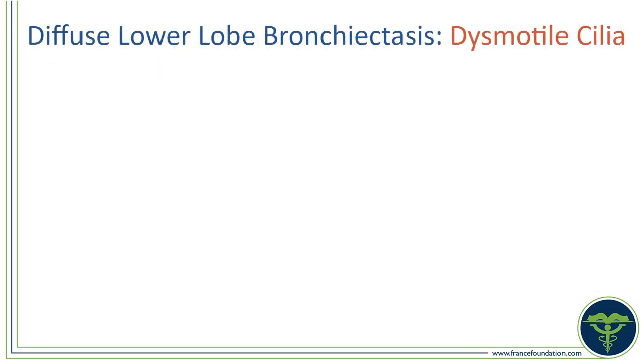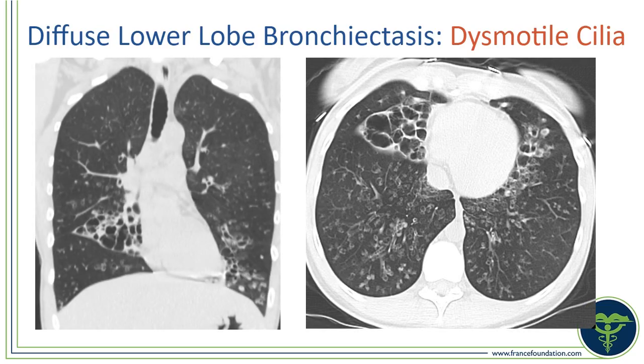This patient has lower lung bronchiectasis. They're a younger person. We see the diffuse bronchial dilatation and mucoid impaction. That's very characteristic of dyskinetic cilia syndrome.